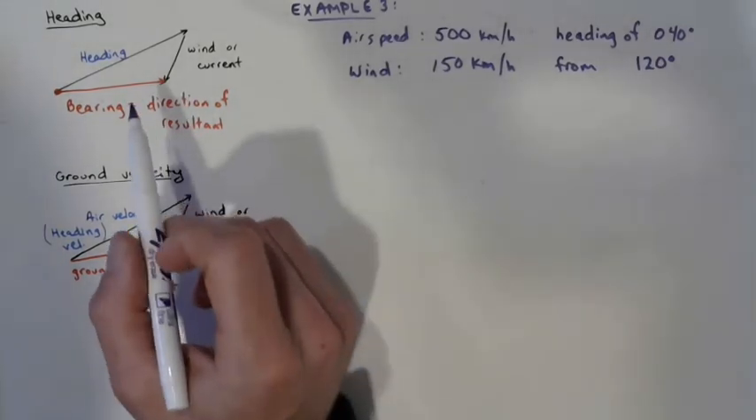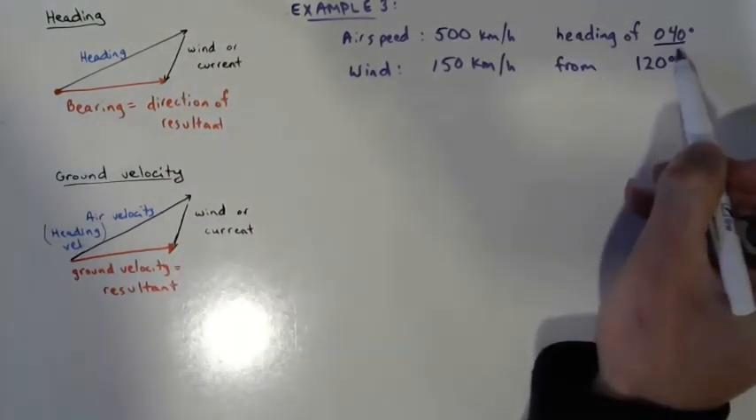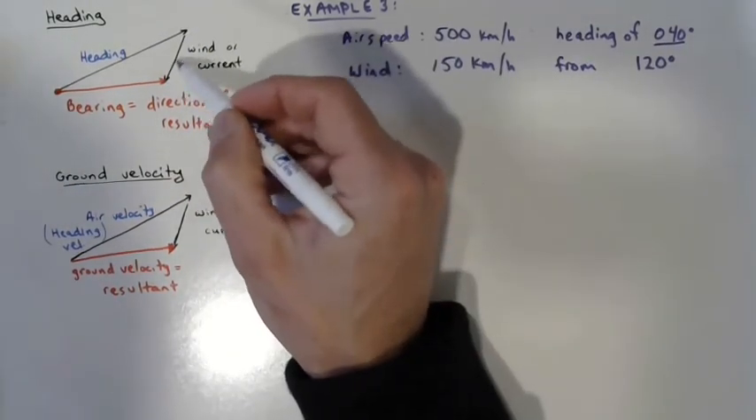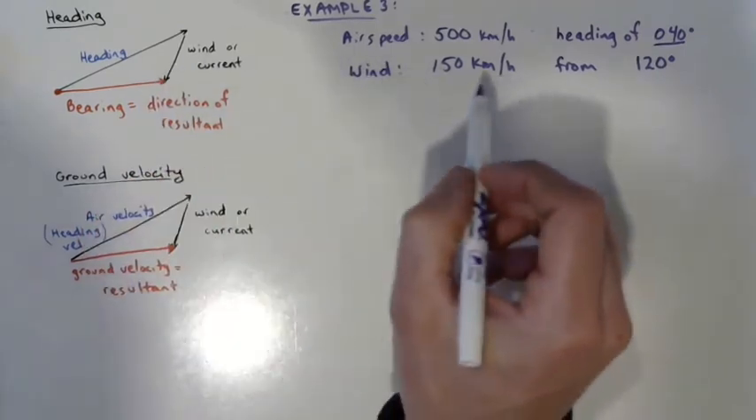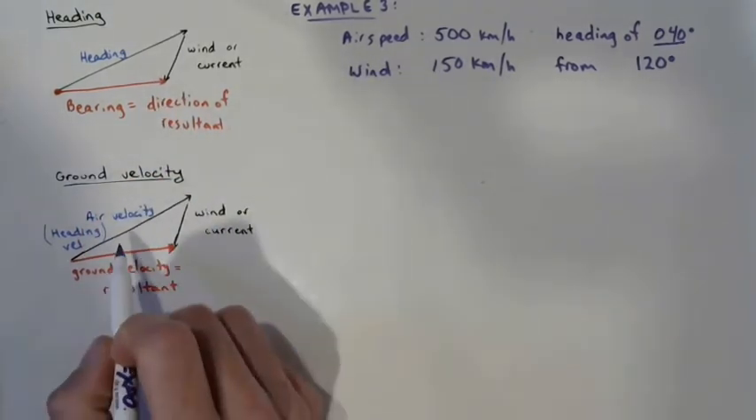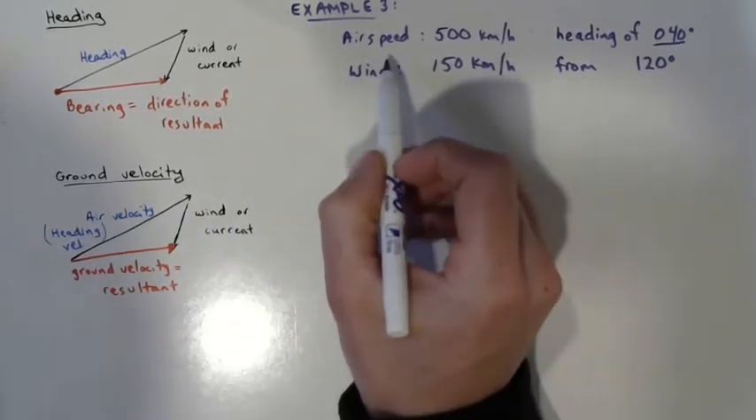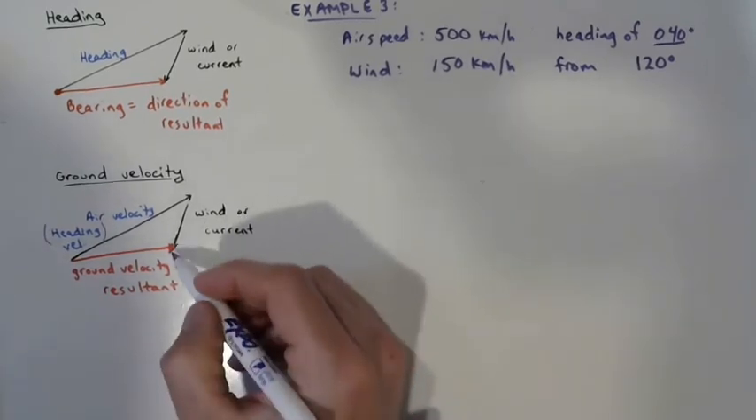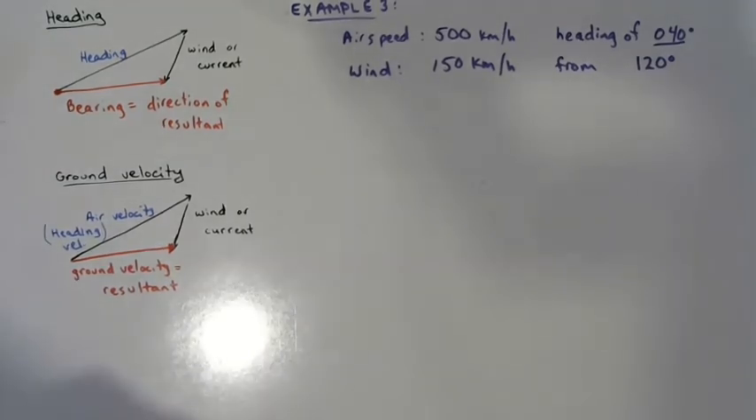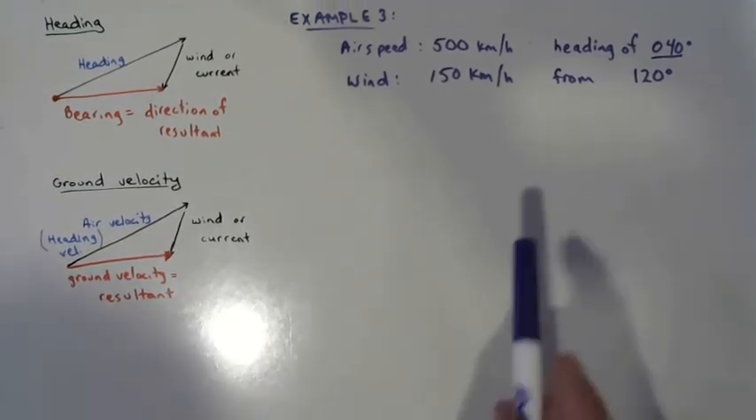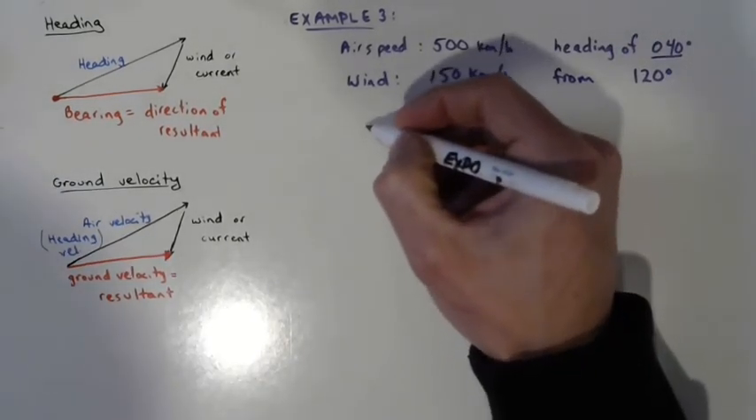Okay, so we have two things here. We have our heading of the plane, 040, and we have the direction of the wind or the current. That's from a bearing of 120 degrees. So there are those two vectors, and we're going to calculate the resultant. But these vectors also have velocity. The length of this vector, our air velocity, is going to be 500 kilometers per hour, and our wind or current is going to have a velocity of 150 kilometers per hour. So let's convert this example into a diagram so we can see what's happening here.